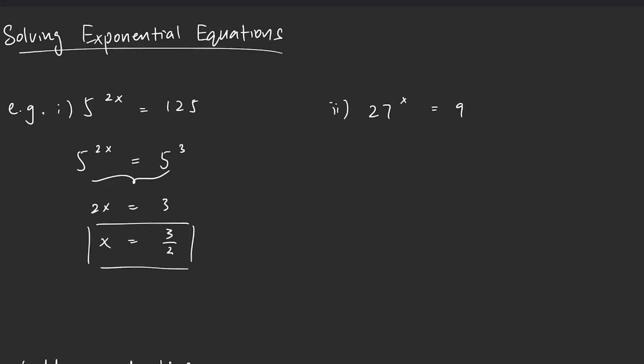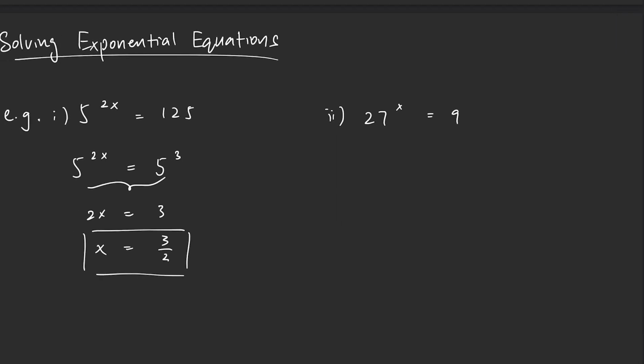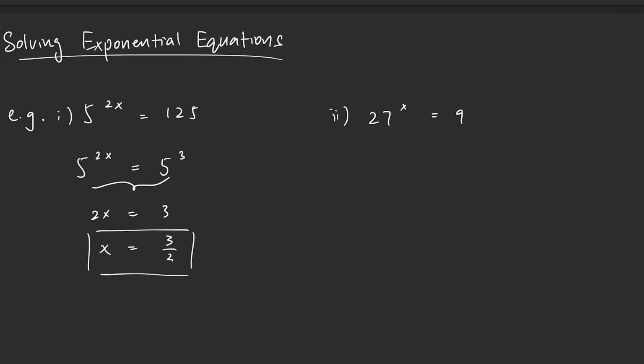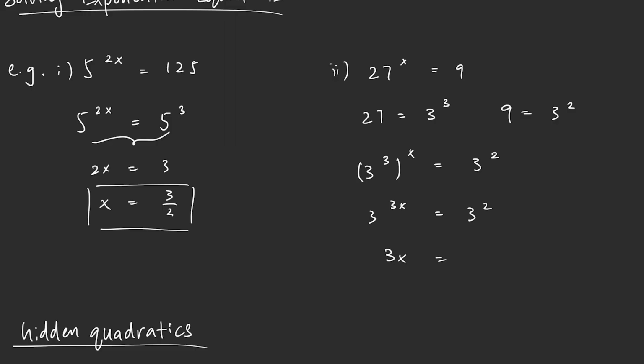Now this question is very similar, but this time the base that we have to simplify is with our x. So we notice that 27 is 3 to the power of 3, and 9 is 3 to the power of 2. So 3 to the power of 3 to the power of x is equal to 3 to the power of 2. Using our exponent laws, we can write this as 3 to the 3x is equal to 3 to the 2. Again, this means that 3x is equal to 2, so x is 2 over 3. And that's the way to solve these basic exponential equations.